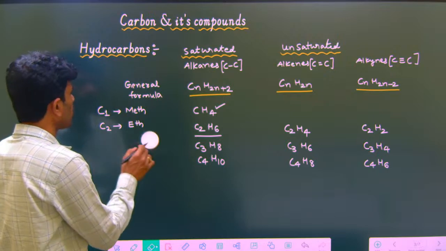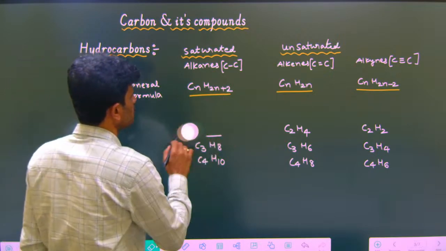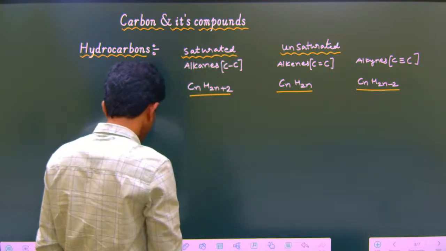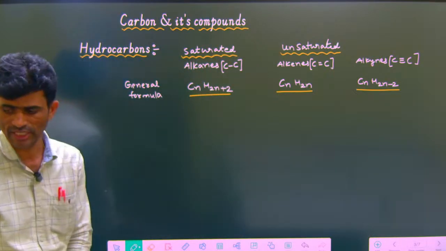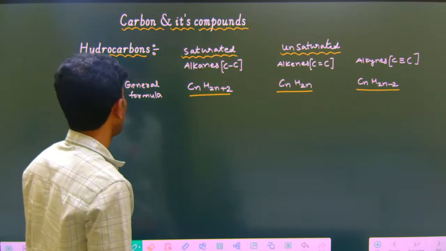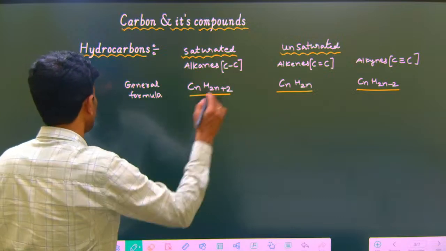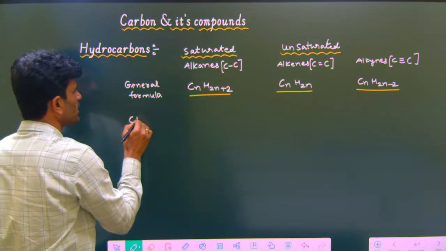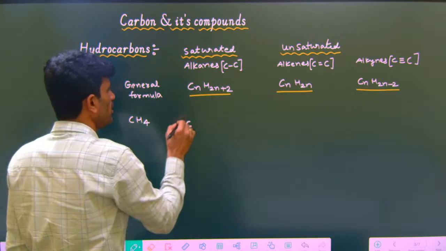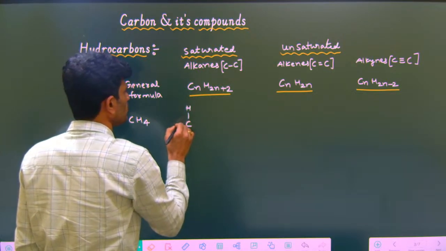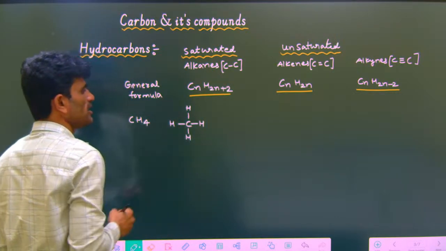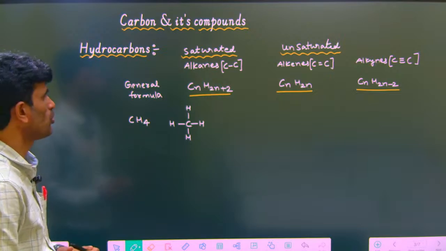Now let us see how to draw the structures of these. Very quickly, we will discuss how to draw the structures. And here, what is the bond capacity of carbon? We need to remember: the bond capacity of carbon is 4. Means it can form 4 covalent bonds. For example, if you want to draw the structure of CH4, 1 carbon in the middle and 4 hydrogens with 4 single bonds. This is methane. It is an alkane with 1 carbon, so methane.